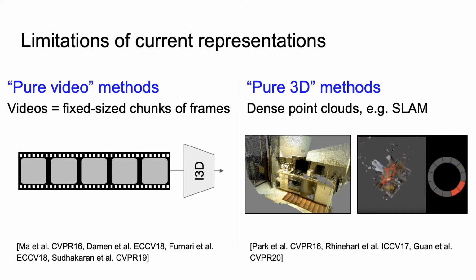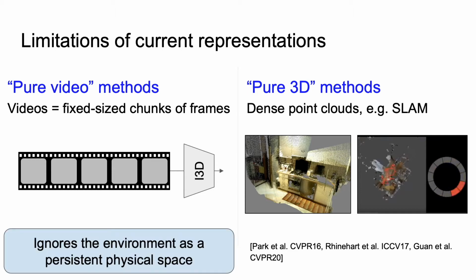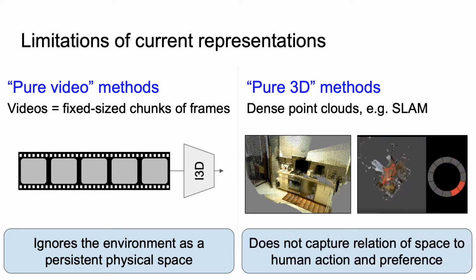The real stars of ego video are both the camera wearer and the environment. Despite this link, current video models treat video as fixed-sized chunks of frames and completely ignore the underlying persistent environment. On the other hand, dense reconstruction methods build elaborate 3D point cloud models of spaces, but don't factor in how these are relevant to human interactions and preferences, and commonly fail due to quick camera movements in typical ego videos.